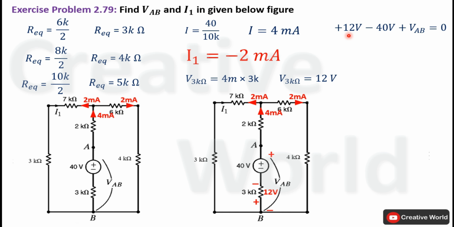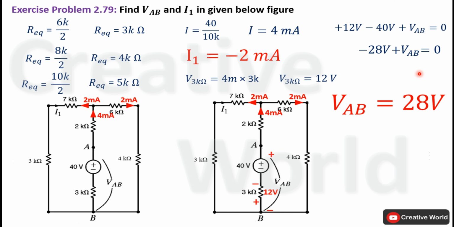Now subtract 12 from 40. The answer will be minus 28 volt. And place minus 28 volt on the other side of the equal sign to calculate the value of VAB. That will become 28 volt. So the value of current I1 inside this network is minus 2 milliampere and the value of voltage VAB inside this network is 28 volt.